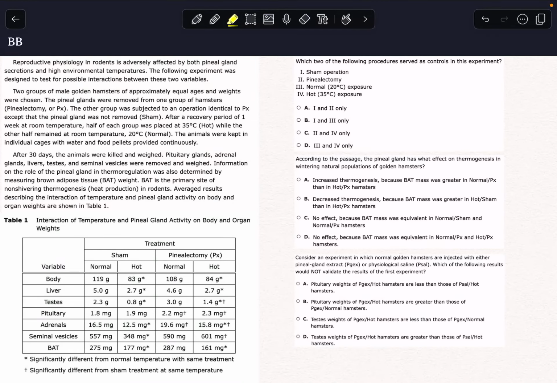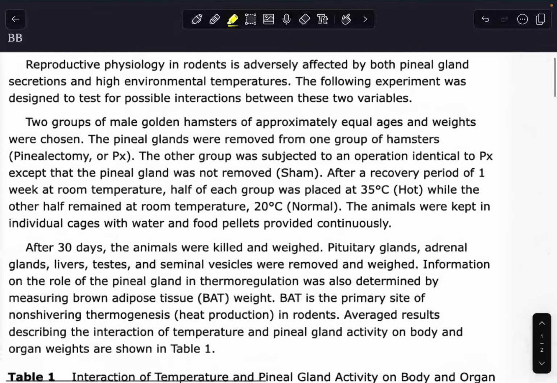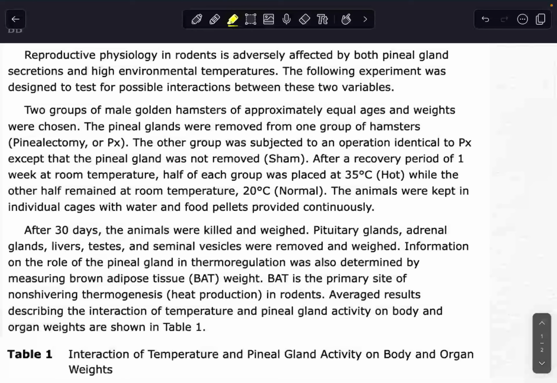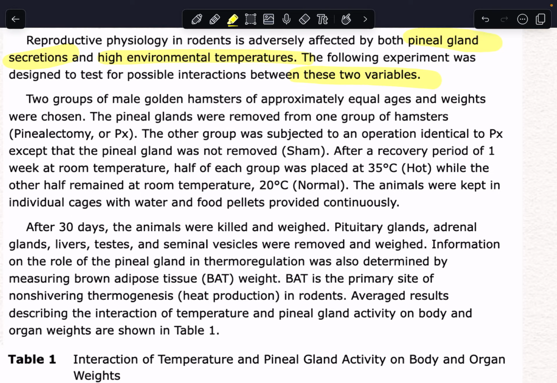Today we're going to go over another biochemistry section passage. All right, so the passage reads, reproductive physiology in rodents is adversely affected by both pineal gland secretions and high environmental temperatures. So two components that are affecting the rodents' reproductive physiology in a negative way, right? The following experiment was designed to test for possible interactions between these two variables, okay? So these two variables, one is the pineal gland secretion, another is the high environmental temperature, okay?